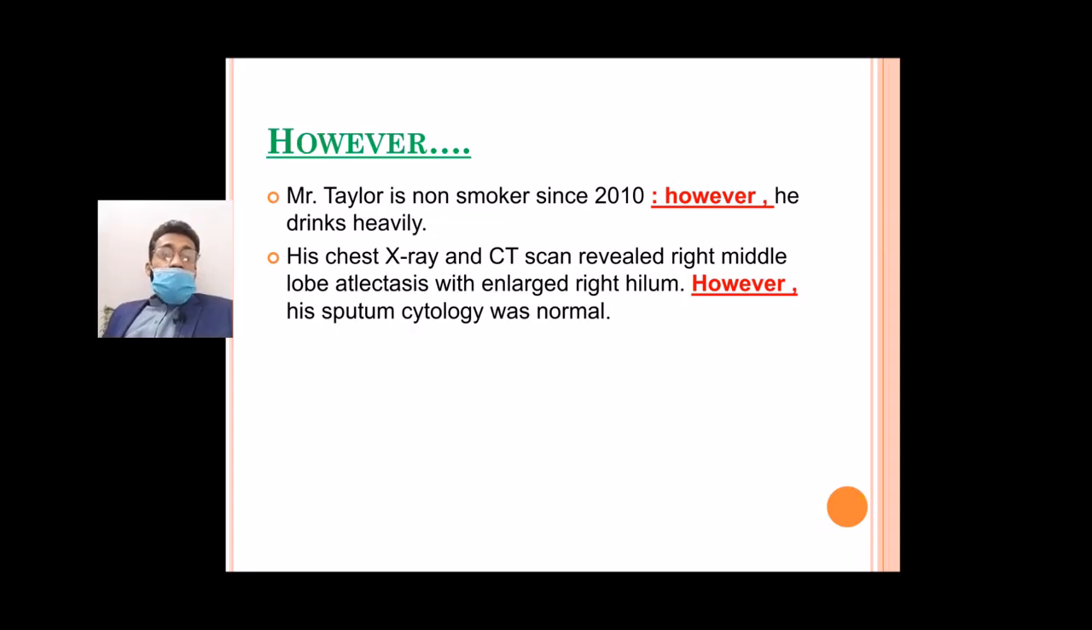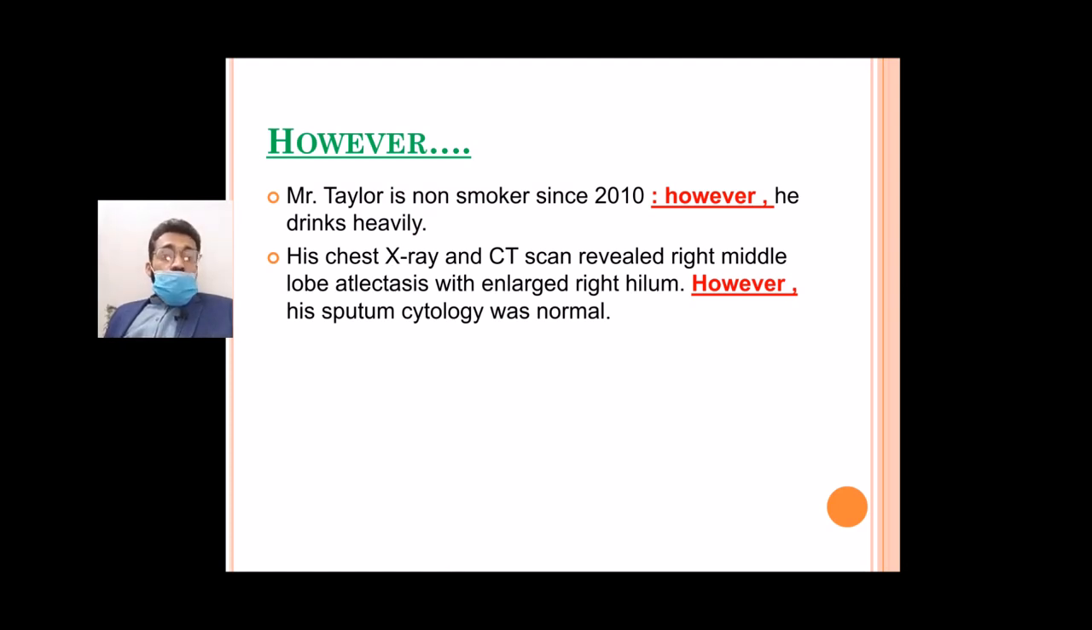If you have to join some contrasting ideas, then you can use "however", like Mr. Taylor is non-smoker but he drinks heavily. Don't use "but", you should use "however". And note the position of semicolon and comma. If you are using "however" between the sentences, a semicolon should be put before the "however", and then after "however" you have to put a comma, okay.